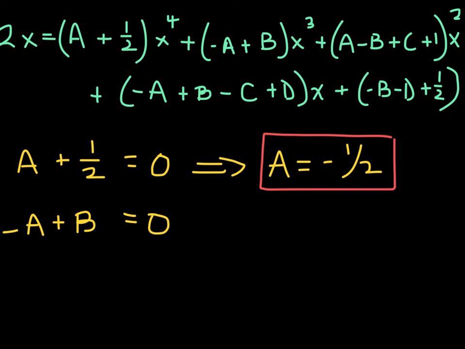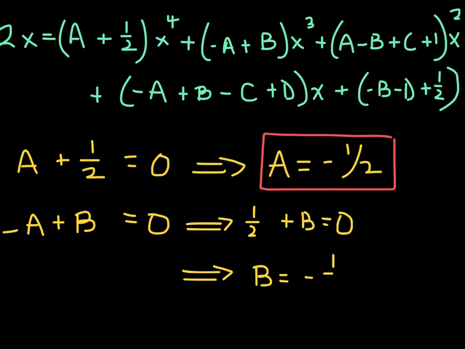Now, we already determined that a is negative 1/2. A is negative 1/2, right? So this would be negative 1/2. So this is now positive 1/2 plus b is 0, which then implies that b is negative 1/2 as well. So we know what a is, and we know what b is.